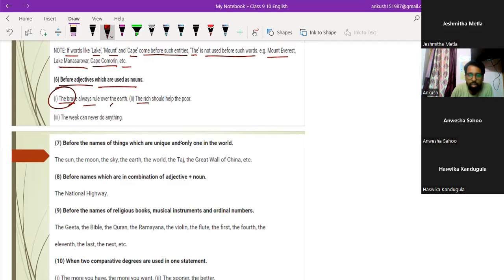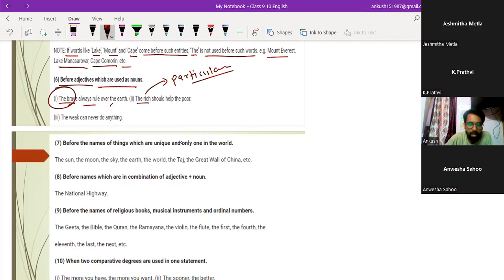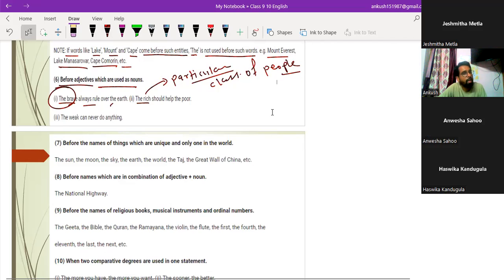Okay. The rich, it is telling about a particular class of people. It may belong to animals as well. The weak can never do anything. The weak, in the sense, all those who are weak cannot do anything. Those who do not take risks do not do anything in their lives. Okay, understood?